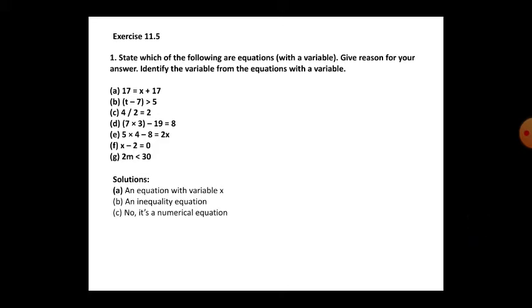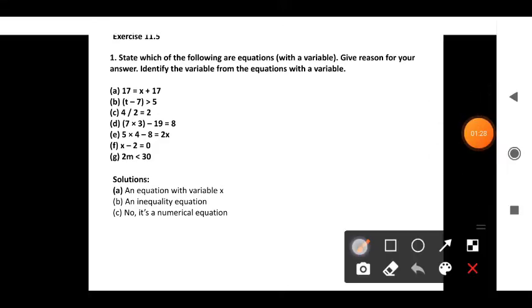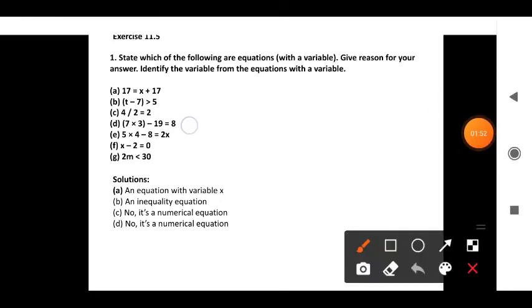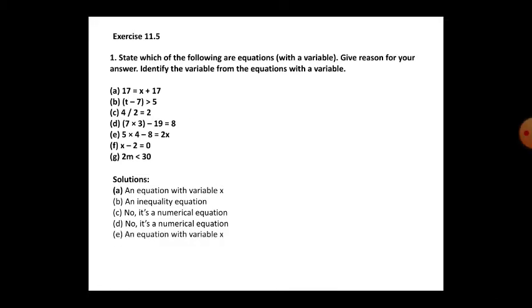And third sum, you can see 4 divided by 2 equals 2. So here in the third sum they did not use a variable. There is no variable, only numbers. That is numerical, meaning number. So you can call the third sum, C, a numerical equation. Next, 7 into 3 minus 19 equals 8. So here also, it's a numerical equation. There is no variable there.